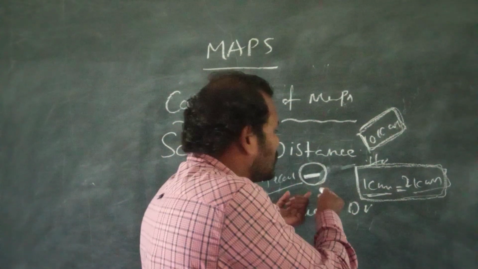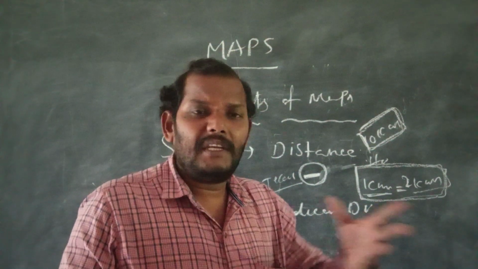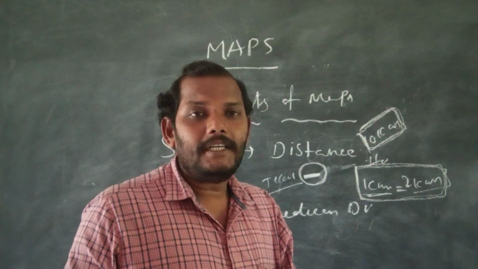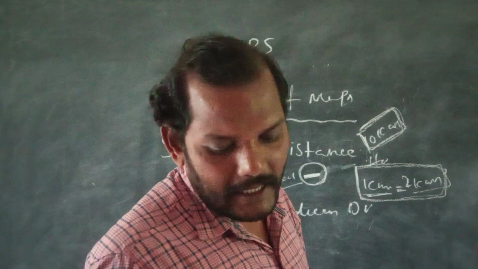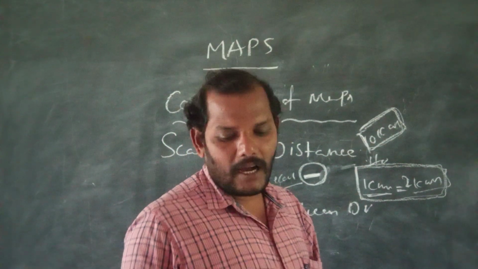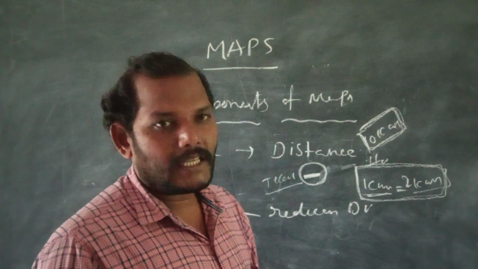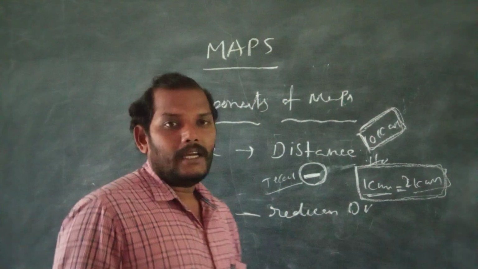If the distance is 10 kilometers, he may be ready to walk, but he will be very tired. So scale is very important to mention the distance. It reduces the distance in the map. Okay, this is the help of scale. The other two components we will learn about in the next class.